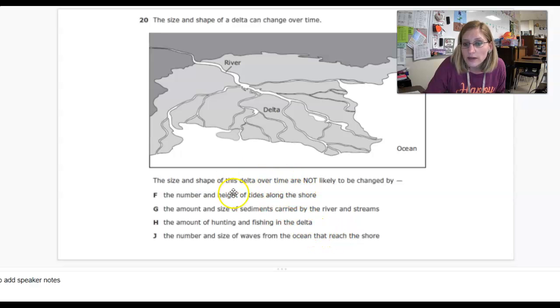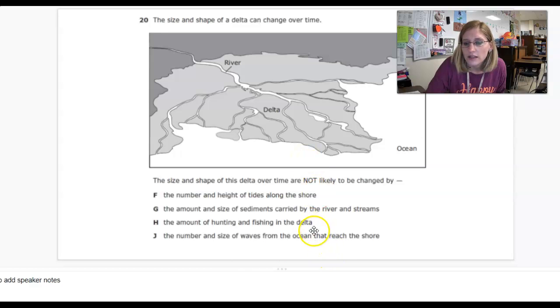This one also talks about tides. Do you think tides, like the river, do you think the ocean will change it over time? Yeah, I kind of think so, right? Let's go to the next one. How about H? The amount of hunting and fishing in a delta? Is that going to change what this looks like?